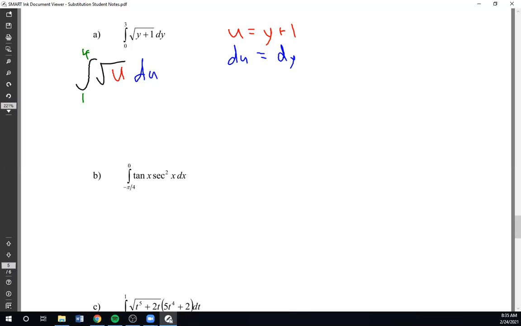All right, antiderivative. This is u to the 1/2, and so that'll end up being u to the 3/2, which means I need a 2/3 here to cancel it out, from 1 to 4. So again, on the previous ones, we would substitute back in the y plus 1. Since I substituted the bounds, I don't need to do that. I'm just going to plug in 4 minus plug in 1.